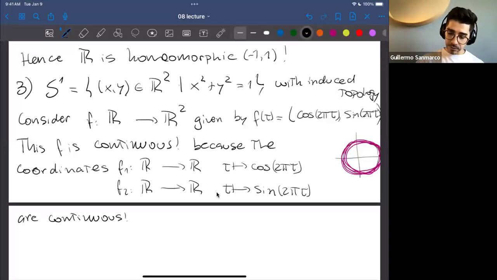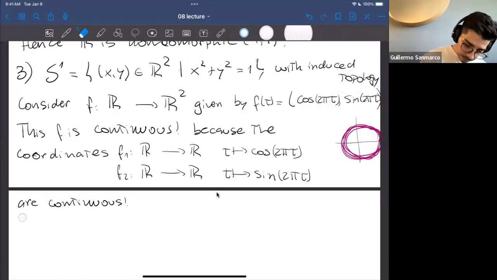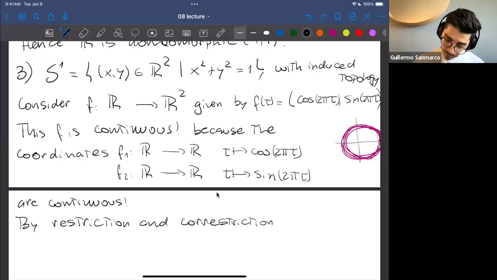It's absolutely surjective, right? Everything in the unit circle looks like that. But we're just going around the circle infinitely many times. So to fix that, we can just restrict and co-restrict. Let's say this function induces, by restriction and co-restriction, a continuous map.